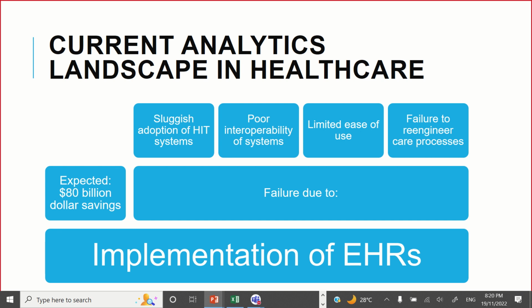The other reason for failure to achieve the expected saving was the poor interoperability of systems. Anybody can guess what does this mean?